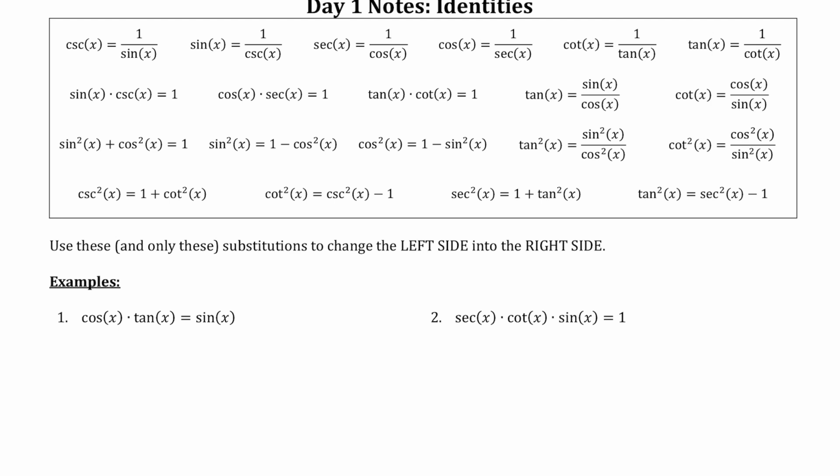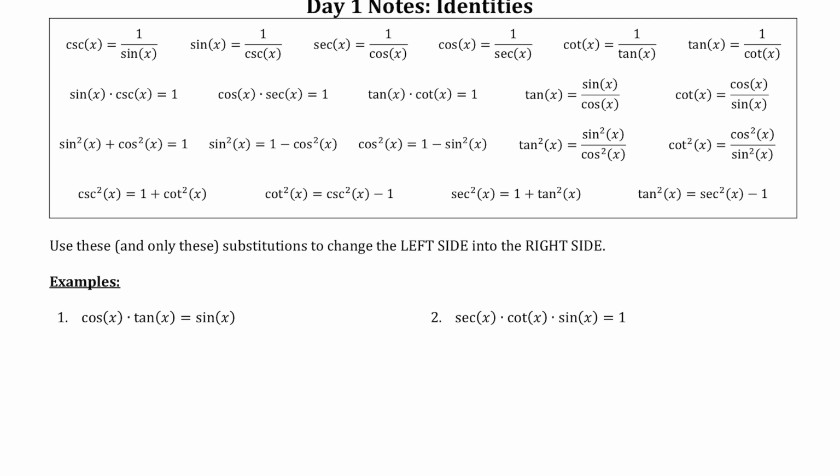This is our first day of notes, which we're going to call identities. In other words, they're called proofs. What you're trying to do is show how the left side of your equation equals the right-hand side. So you're not manipulating both sides like you do with algebra, but you are substituting things from this box. So keep this box handy with you. A lot of this you already should have memorized.